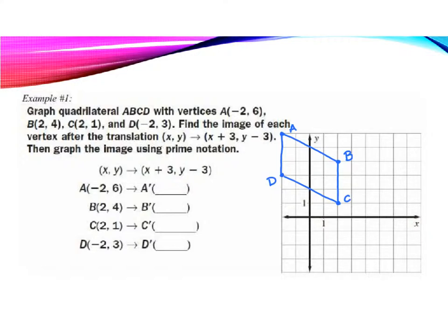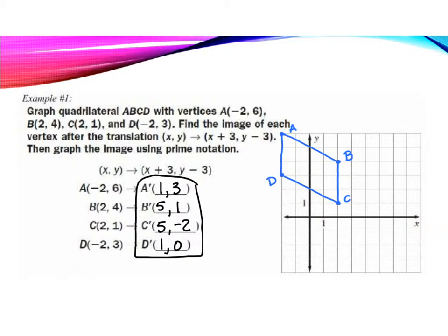So let's do this translation. So negative 2, 6 becomes 1, 3. And then the 2, 4, add 3 to 2, you get 5. Subtract 3 from 4, you get 1. And just keep going. 2, 1 becomes 5, negative 2. And negative 2, 3 becomes 1, 0. Now, once you're done figuring out the points that you need to plot, plot them.